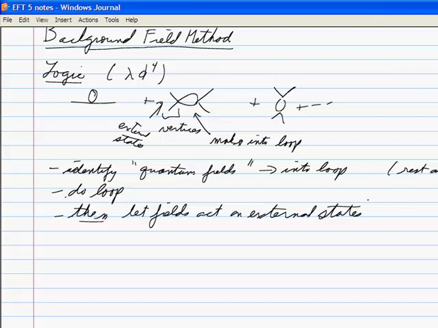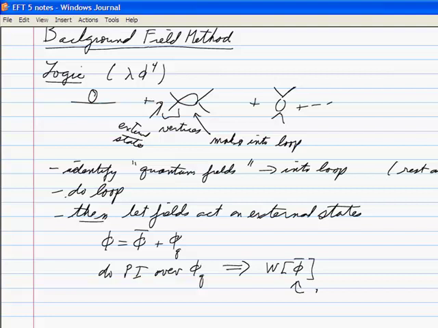Okay. So it's actually a more direct way to get to some of these effective Lagrangians. What we end up doing is you say phi is phi bar, the background, plus the phi quantum. We do the path integral over phi quantum, and that ends up leaving a functional of phi background. So it's like an effective Lagrangian of phis. And now these phis act only on external states, and you don't do loops again.